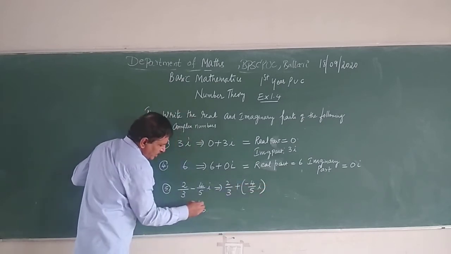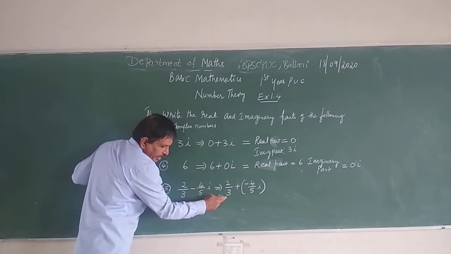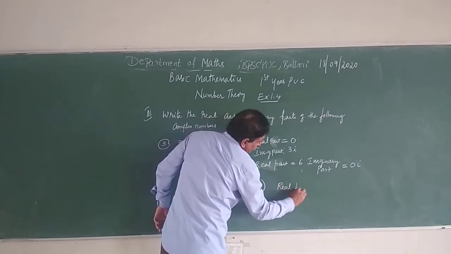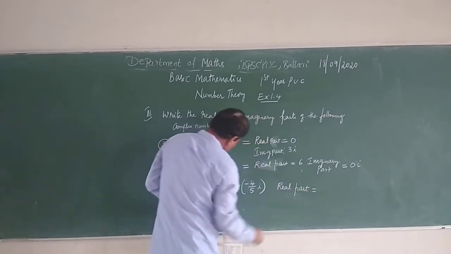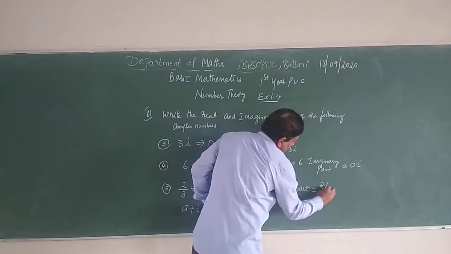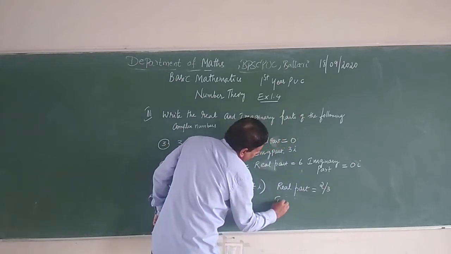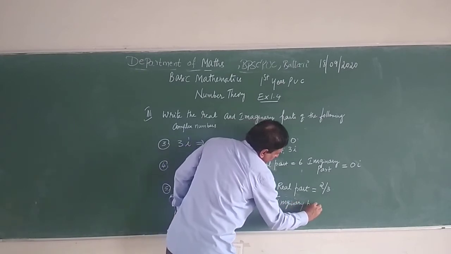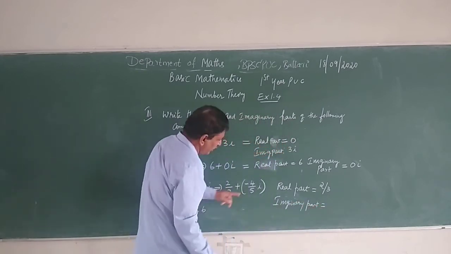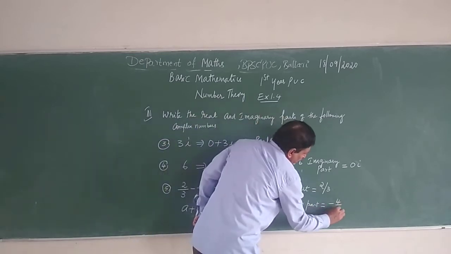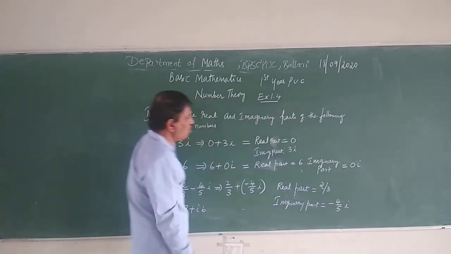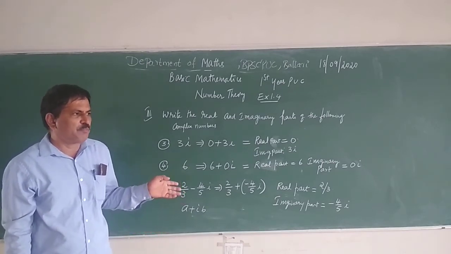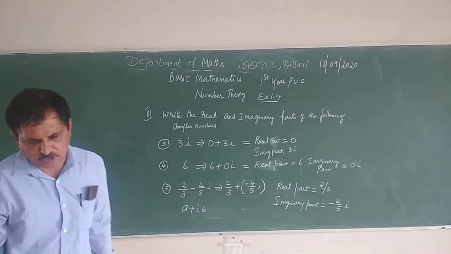So very clear, A is what? A is the real part. So the real part is equal to 2 by 3. The imaginary part, you should take with the negative sign, minus 4 by 5i. This is how we need to find the real part as well as the imaginary part. Okay, this will be asked for a 1 mark question.